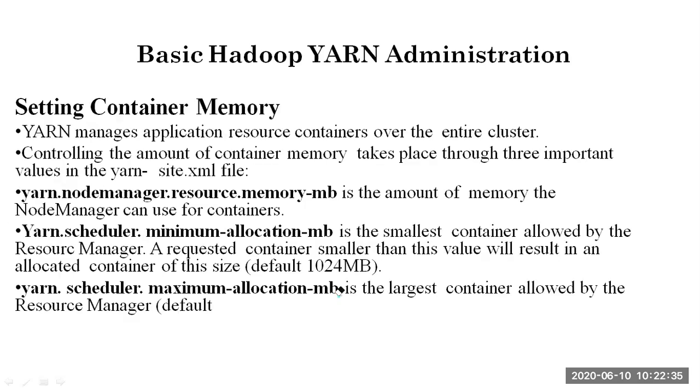And the next part is setting container memory. We can manage the resource containers over the entire cluster. This can be done with three important values. One is yarn.nodemanager.resource.memory-mb, which gives you the amount of memory the node manager can use for containers. Second, yarn.scheduler.minimum-allocation-mb.